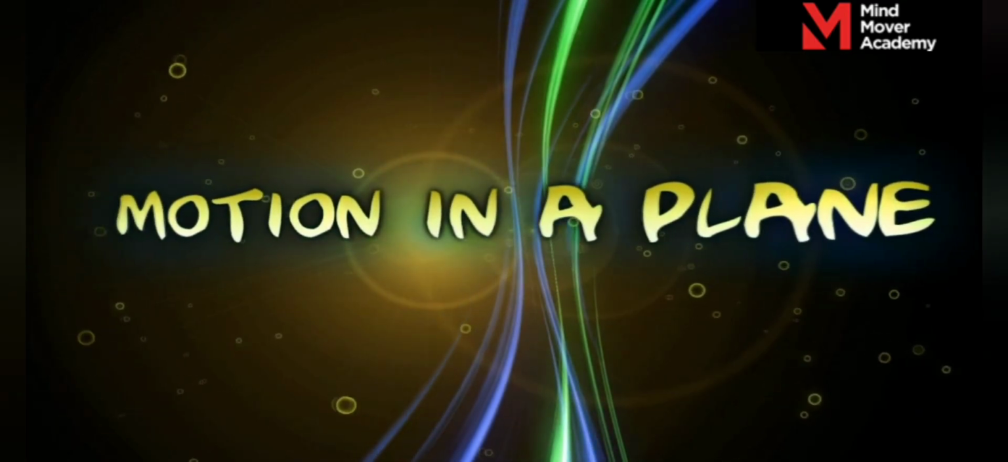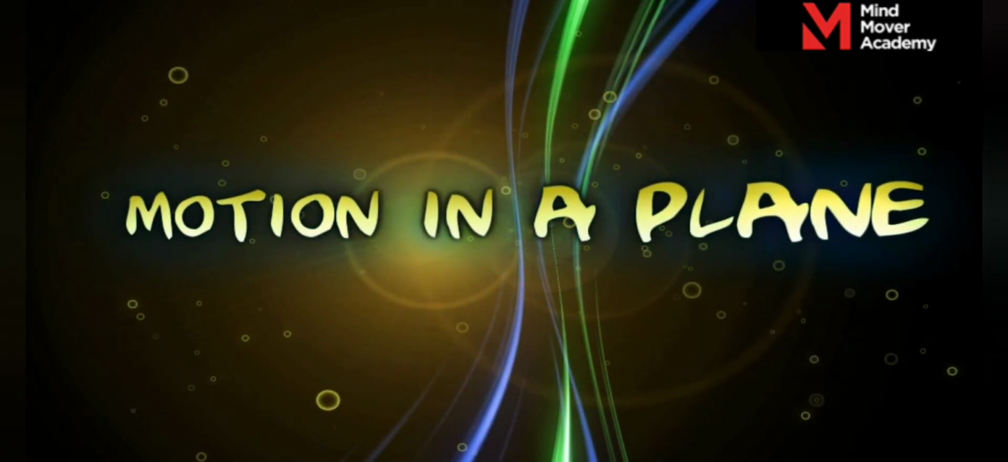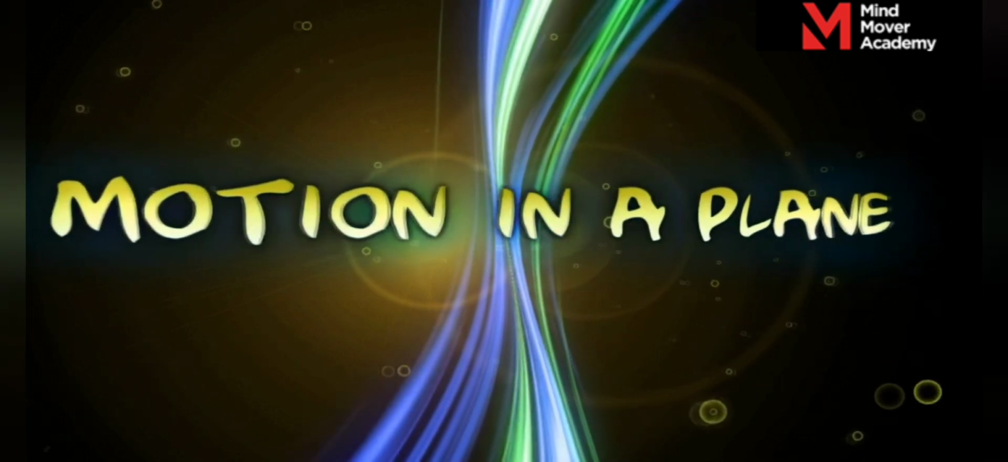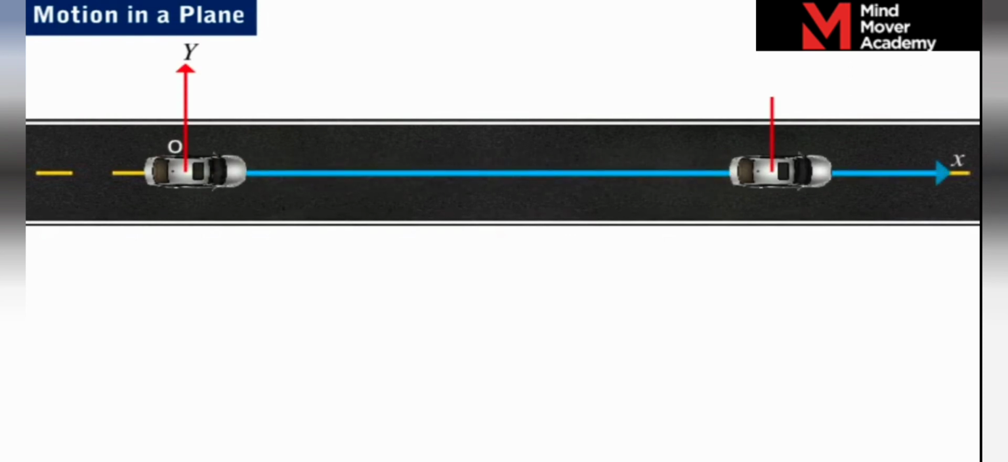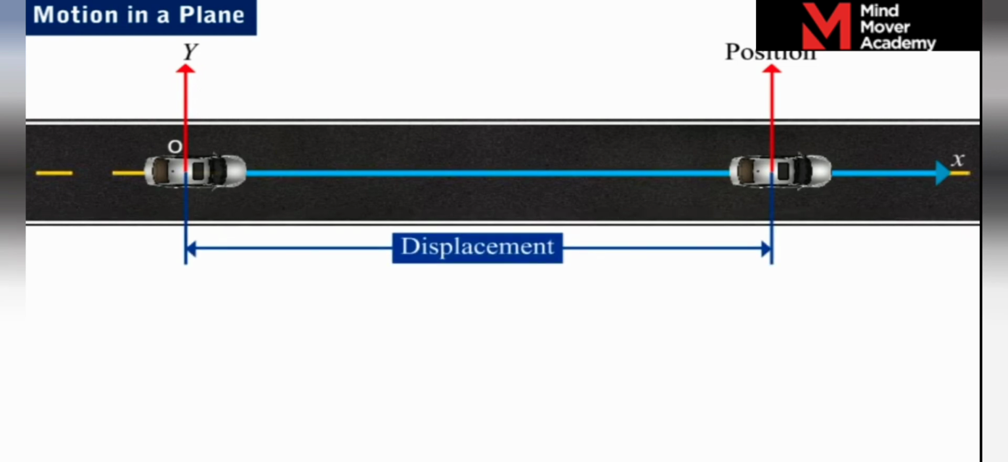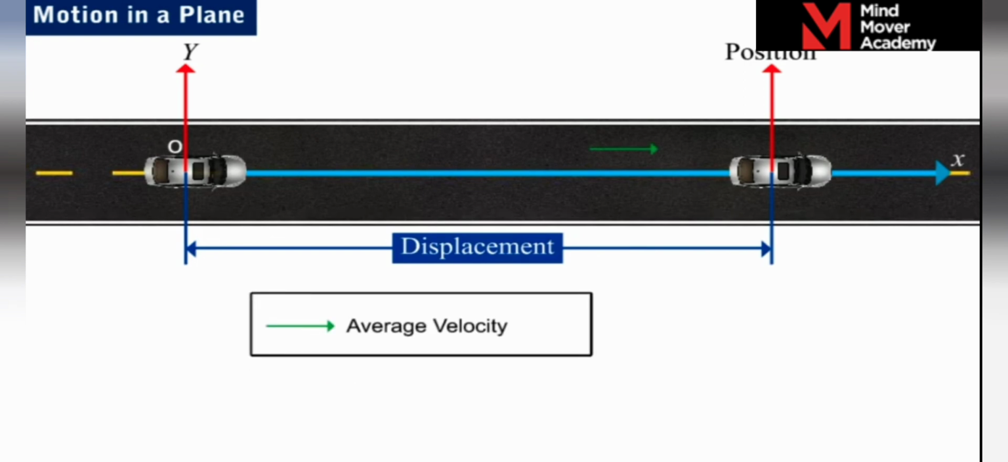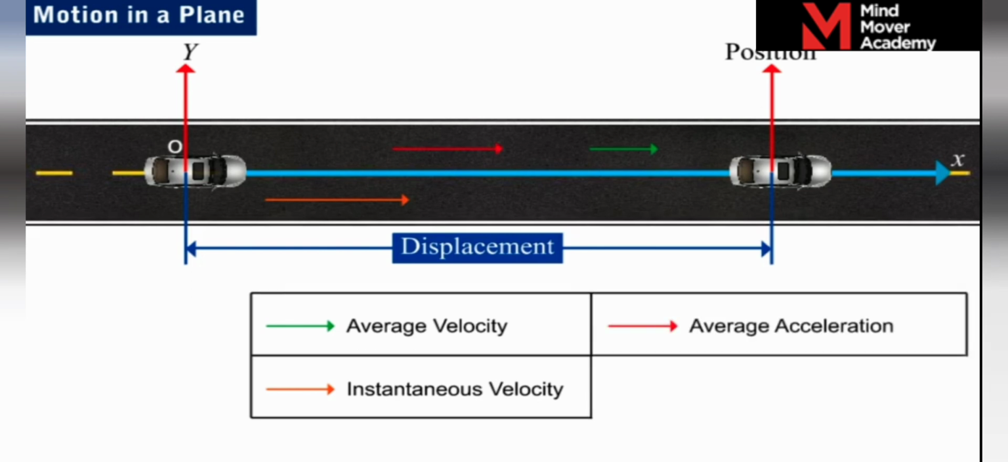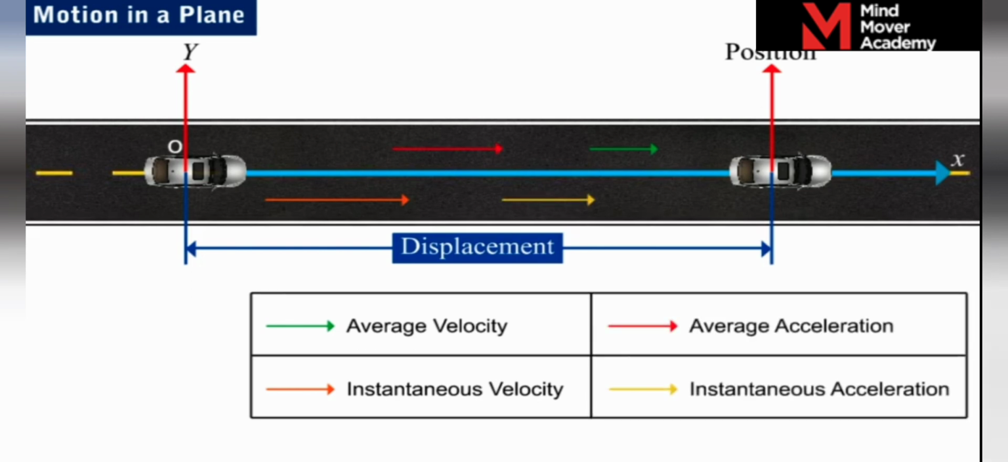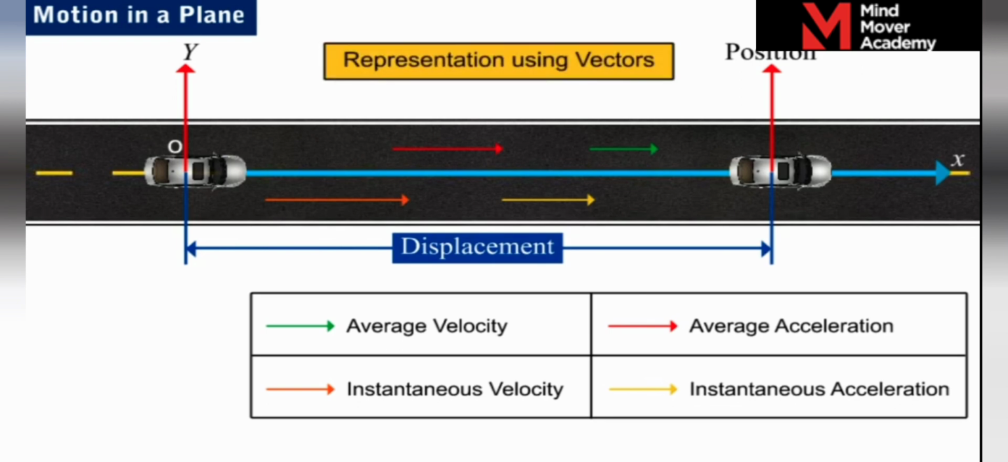Motion in a plane. In this module, we will be studying about the motion in a plane. The description of motion of the body involves its position at any instant in time, its displacement, average velocity, instantaneous velocity or velocity, average acceleration, and instantaneous acceleration or acceleration. Let us learn how to represent these using vectors.